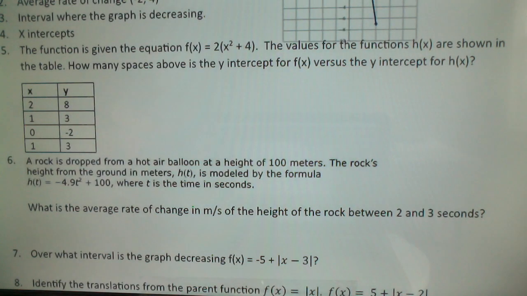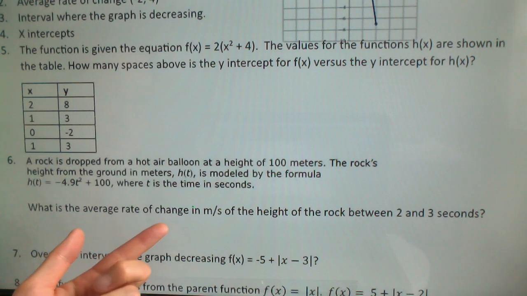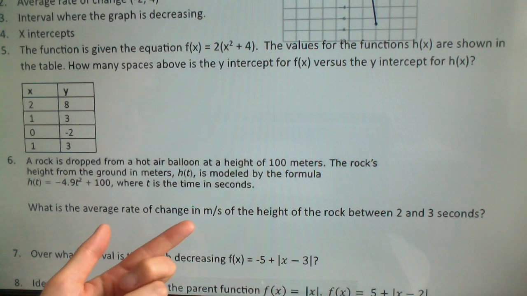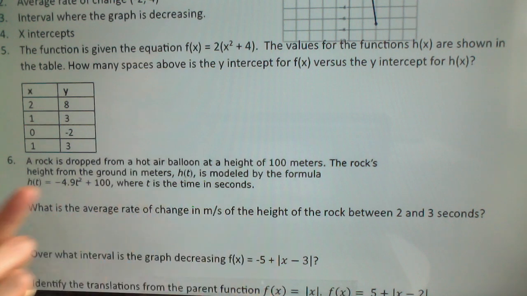So let's look at number 6. The question is kind of long. A rock is dropped from a hot air balloon at a height of 100 meters. The rock's height from the ground in meters is h(t), the given formula, right? Where t is the time in seconds. What's the average rate of change, in meters per second, of the height of the rock between 2 and 3 seconds?